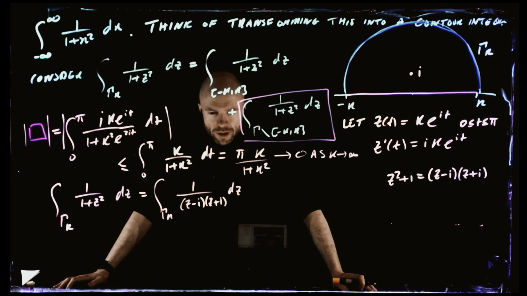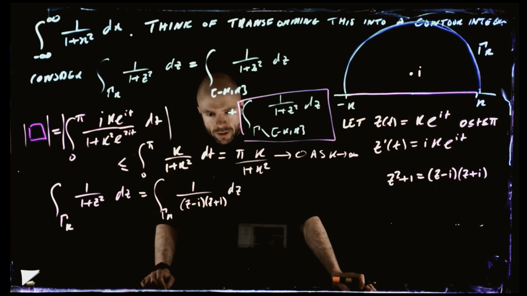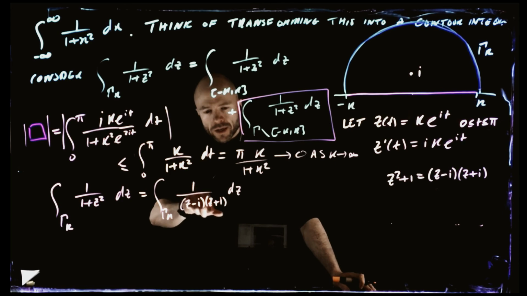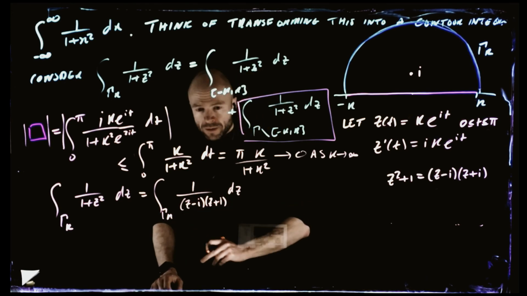A pole. What kind of pole? A simple pole, yeah? Its blow up around i is just of order 1, right? It's actually already in the form of 1 over z minus the point of the singularity times a holomorphic function. And this is nice holomorphic around the value i itself, yeah? So we have a simple pole at this point.